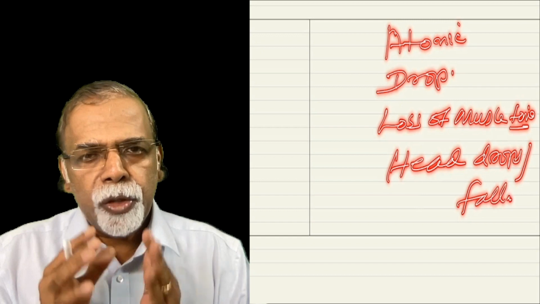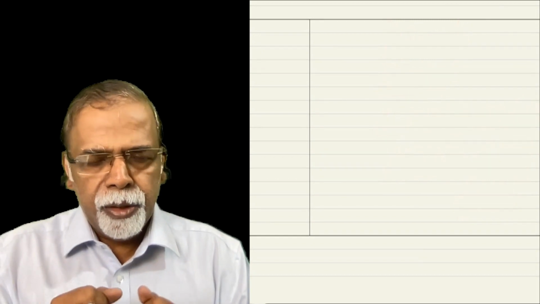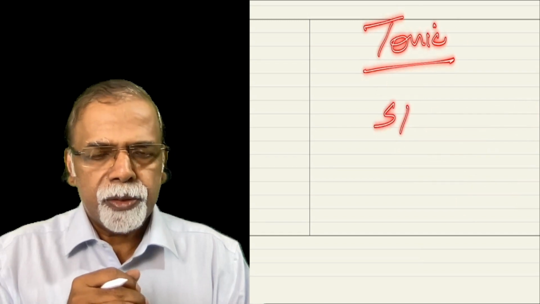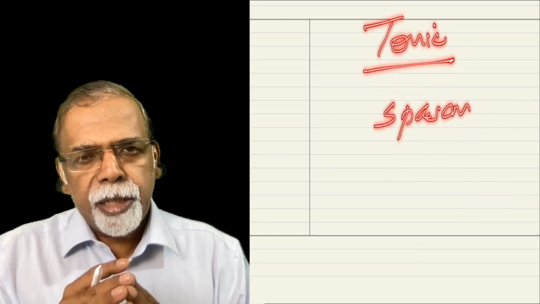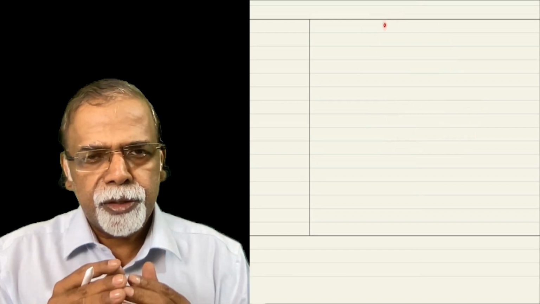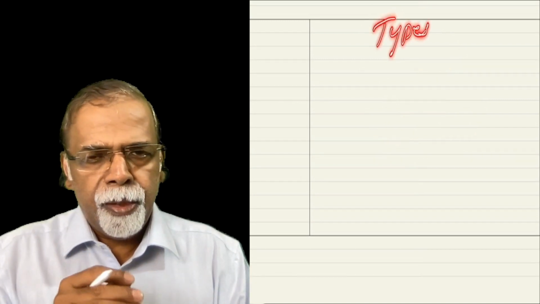Then there is tonic seizure alone, tonic alone. That is a spasm of the whole body. That is a tonic seizure. So we have described the various manifestations of generalized seizure, the mechanism.